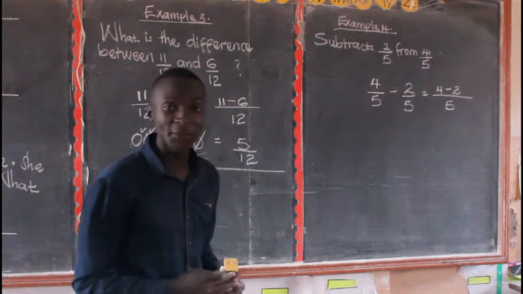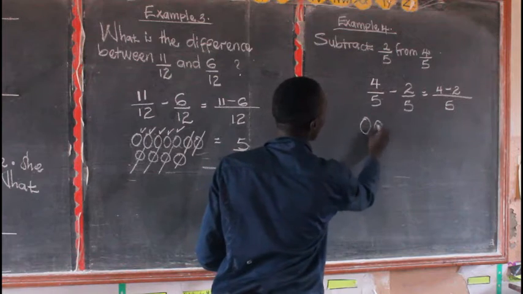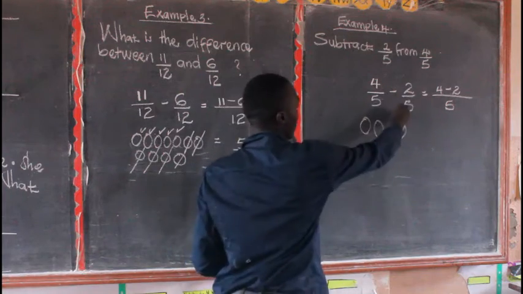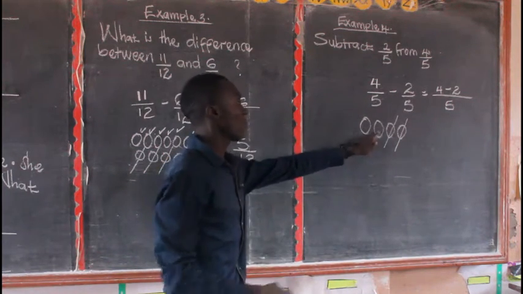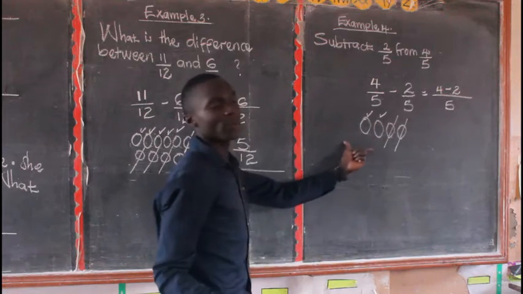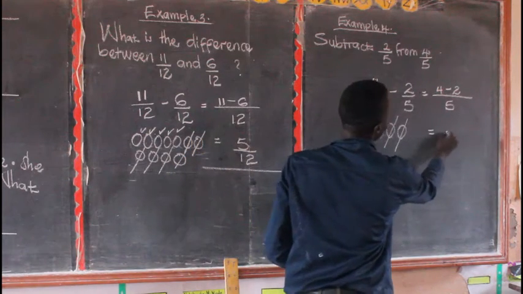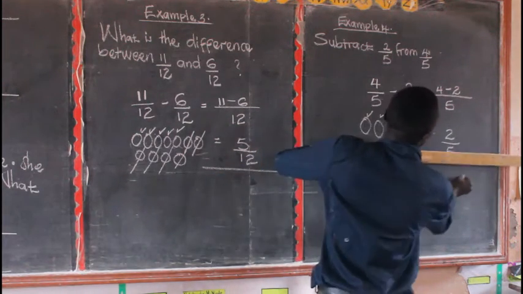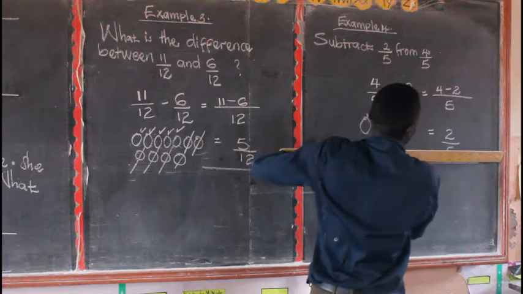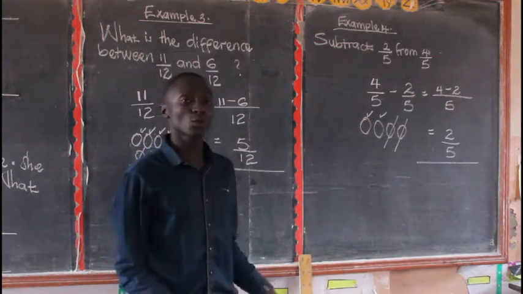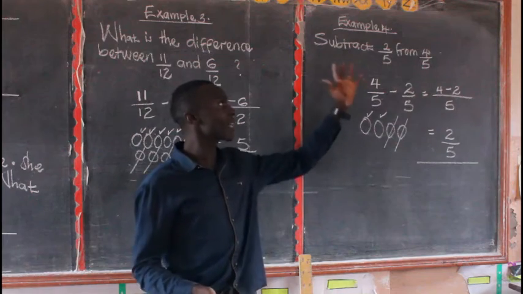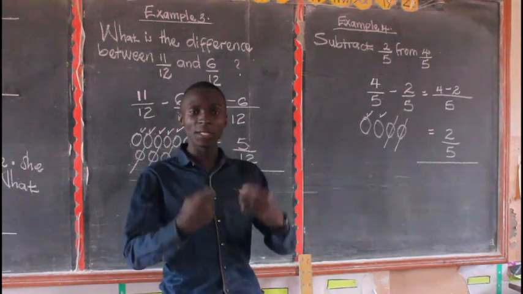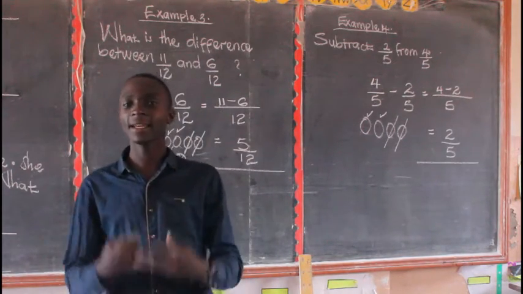4 minus, what do you get, children? Let us see. 1, 2, 3, 4. Minus 1. If we subtract 1 and we subtract 2, what is our answer? 1, 2. We remain with only 2. So we say that our answer is 2 out of 5. So that's what we do if the question comes and says subtract this from this, subtract this fraction from the other fraction. It means that we start with the last fraction.